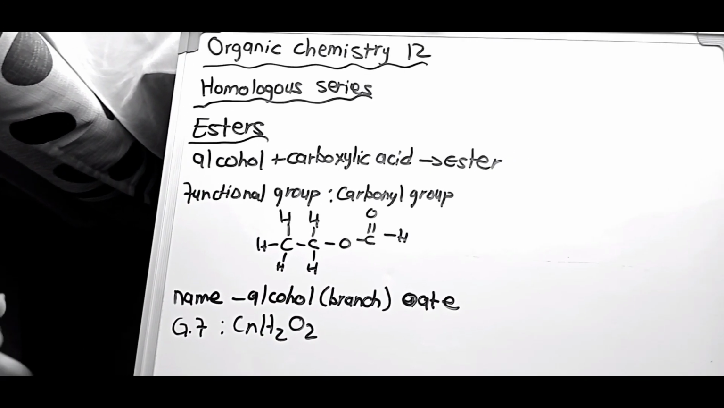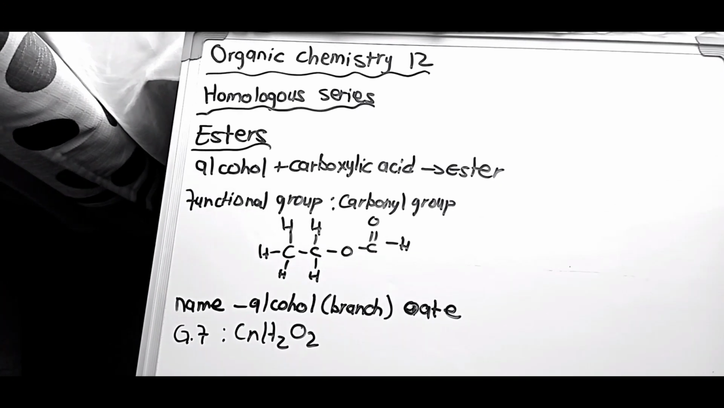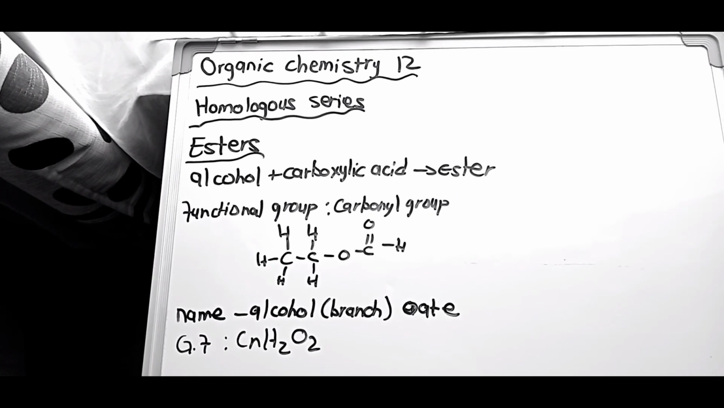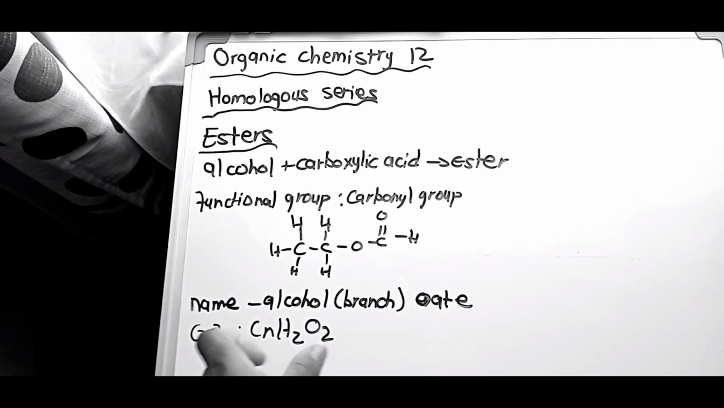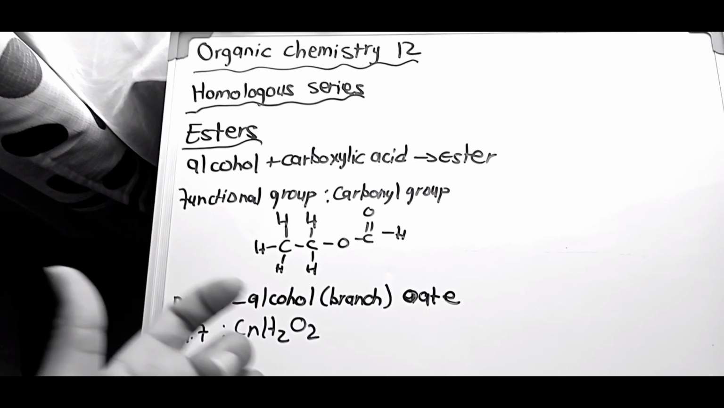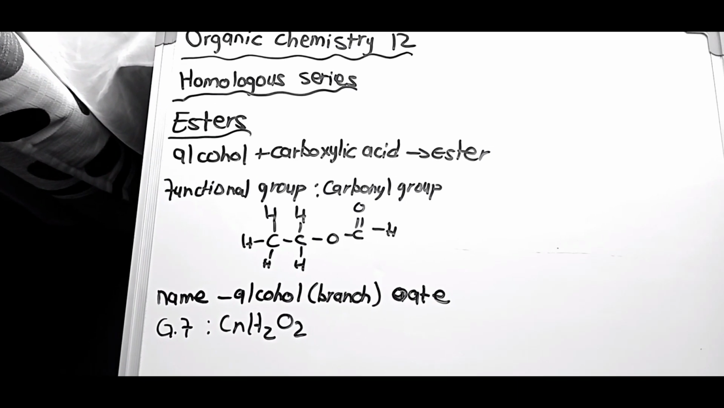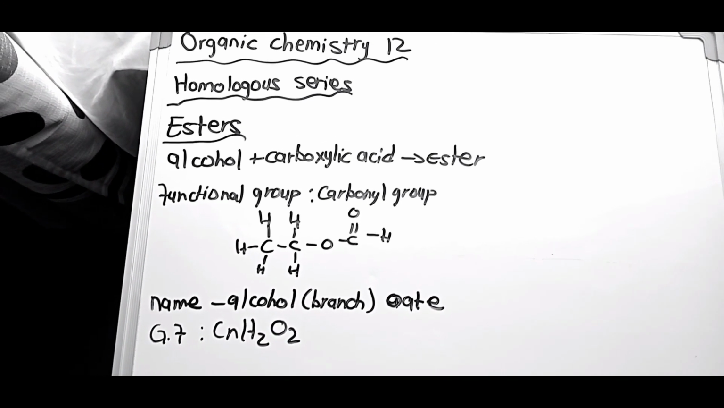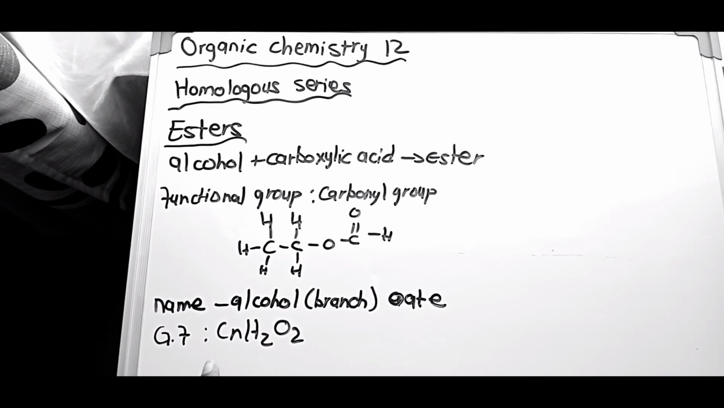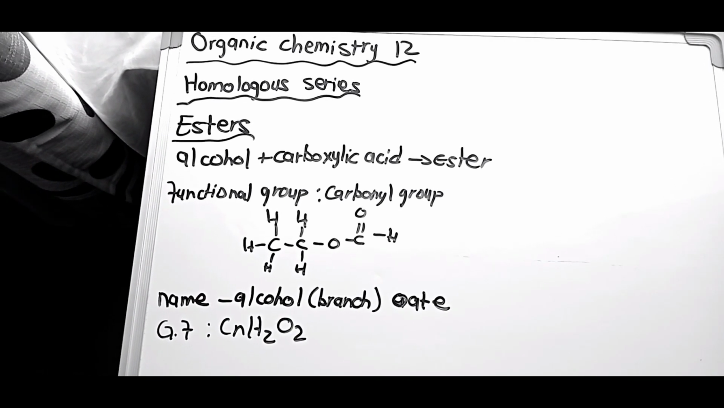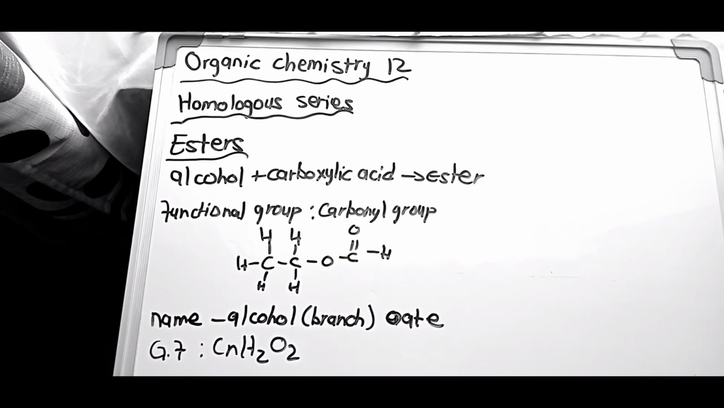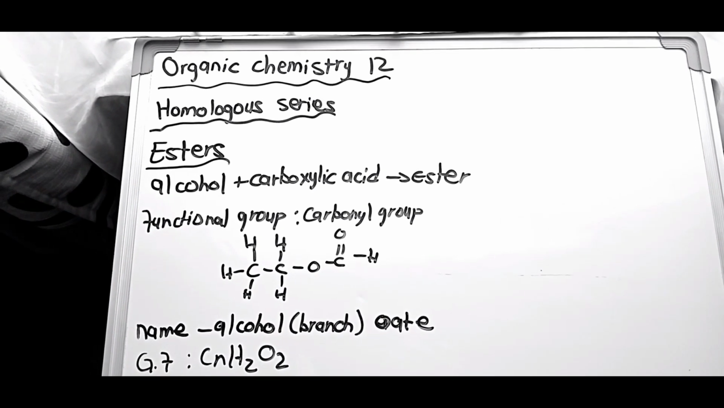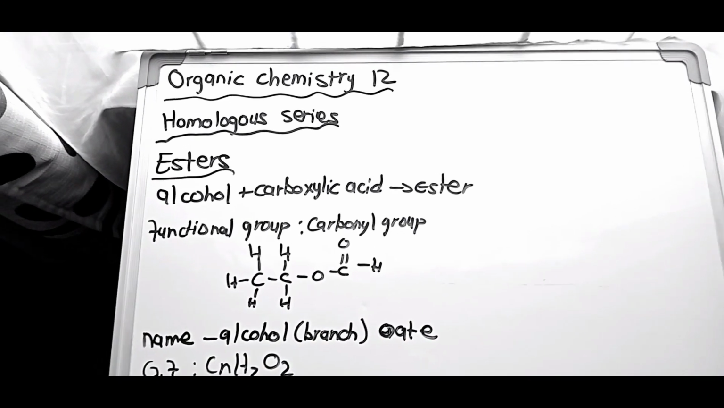The name ends with "-oate". I have written alcohol with a branch because before writing the "-oate", you have to write out your alcohol, but as a branch, as an alkyl group, right? The general formula is CnH2nO2. Please note that the general formula for the esters and also the carboxylic acid are the same. It means they have some certain kind of relationship. So we're still going to try and figure out what relationship they have.